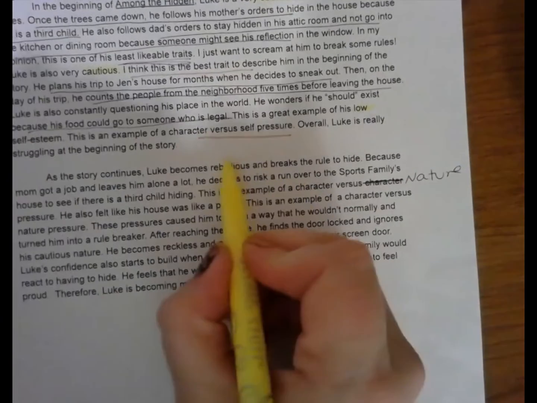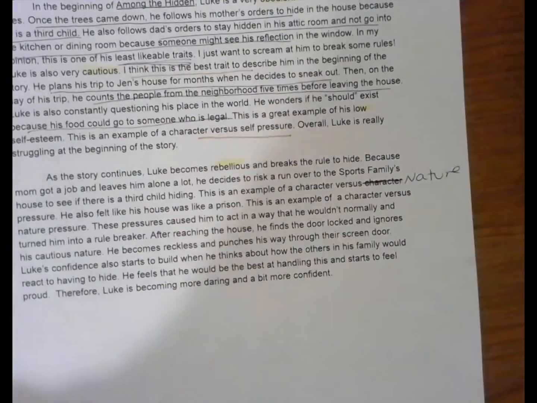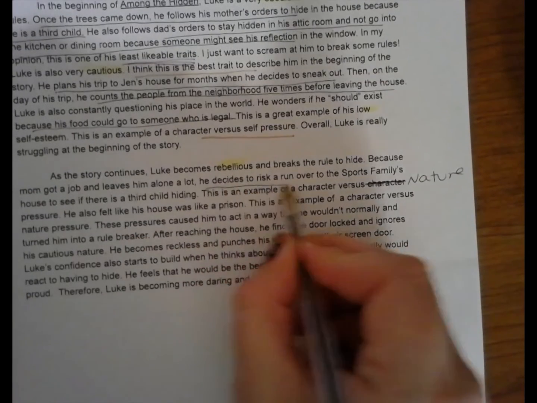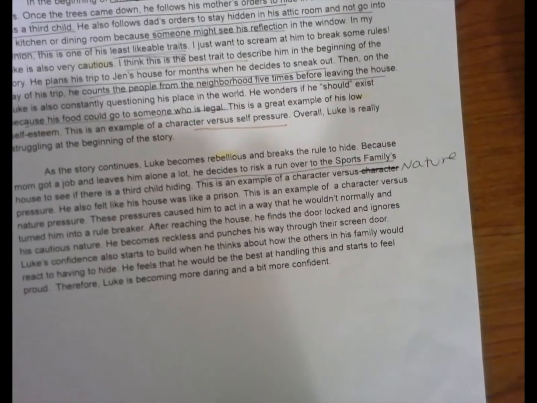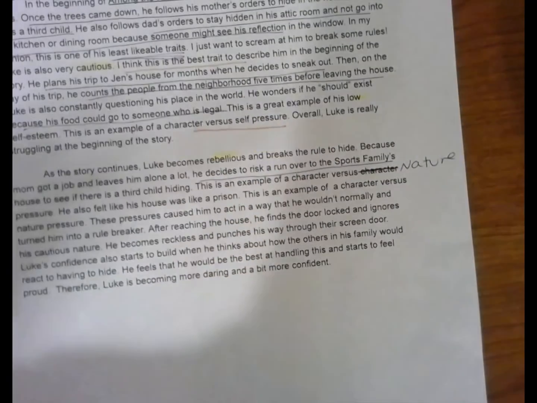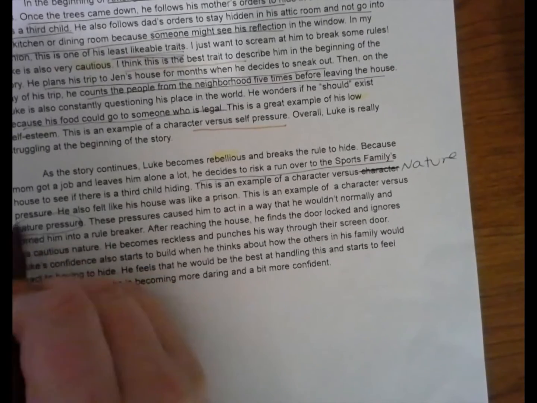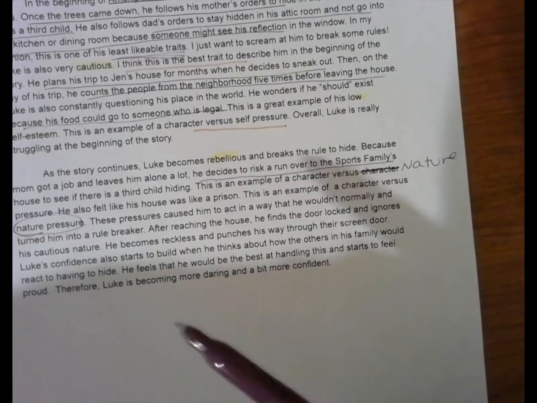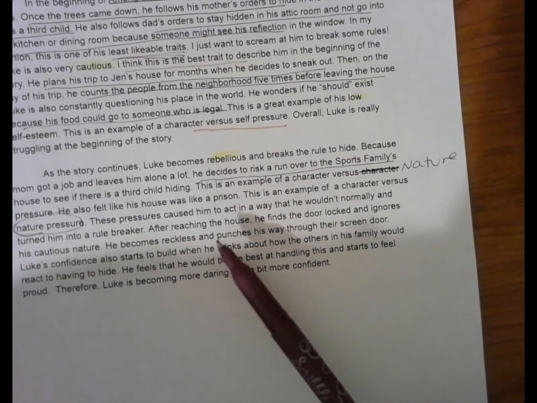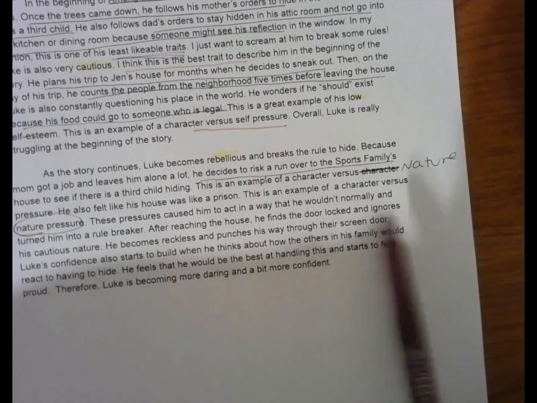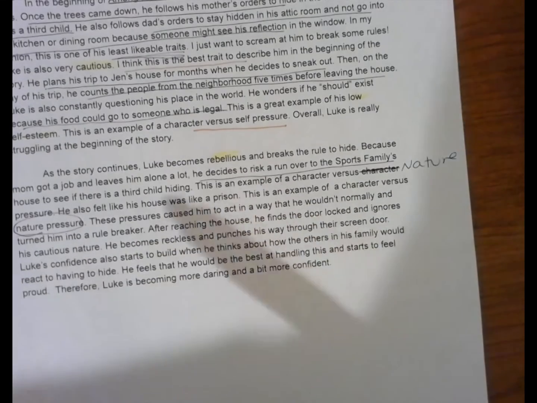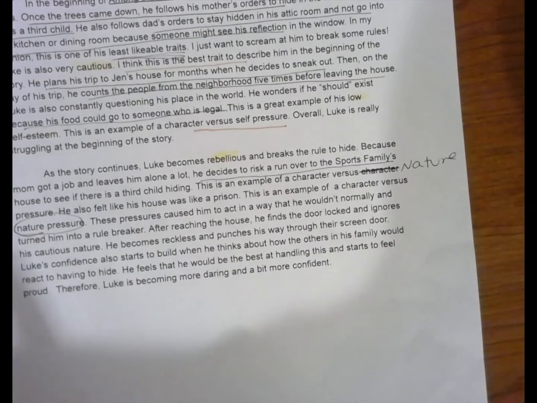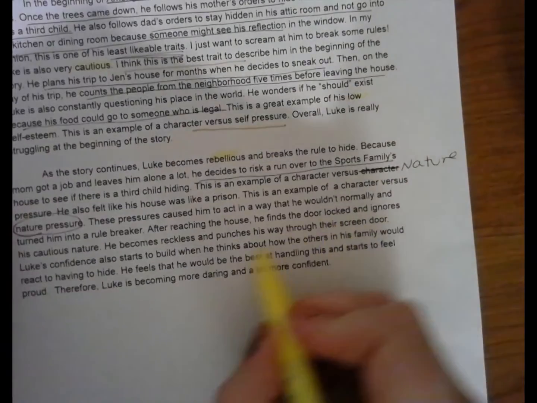So again, I have rebellious as my trait. My evidence is that he decides to risk a run over to the sports family's house, and I talked about a pressure, how it was a character versus nature pressure. These pressures cause him to act in a way that he wouldn't normally and turned him into a rule breaker. After reaching his house, he finds the door locked and ignores his cautious nature. He becomes reckless and punches his way through the screen door. So again, I've got my trait of reckless.